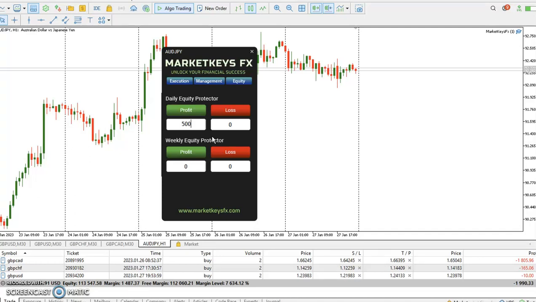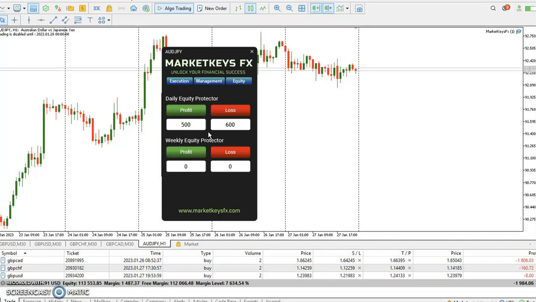So I won't be able to make any more trades. I won't be able to open any more trades. And that's good. Next is loss. So if I say, if I lose $600 today, I don't want to be able to trade anymore. All right. Now, this is what it does. If you have a loss that's more than $600, it will prevent you from opening any more trades.